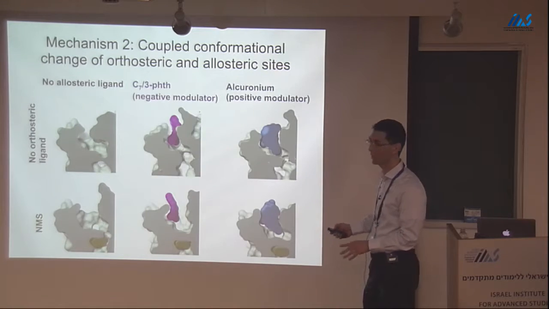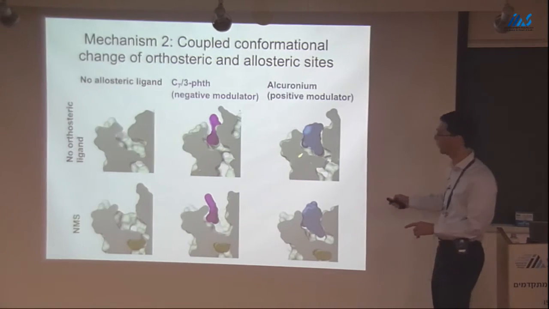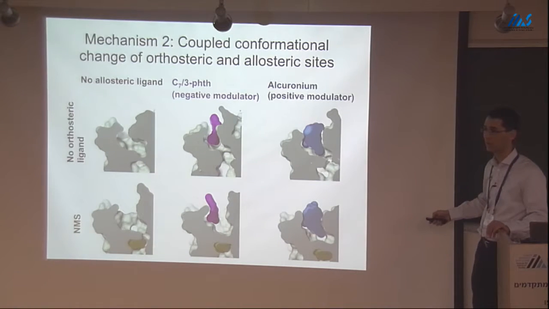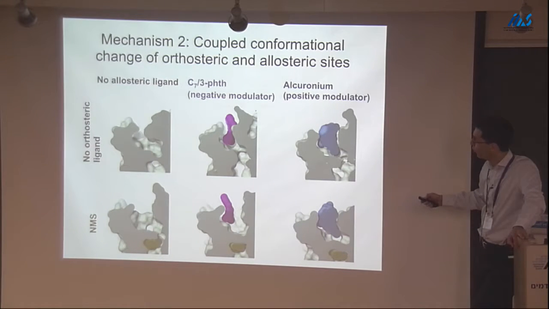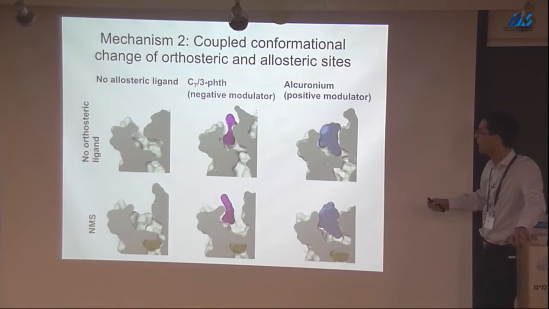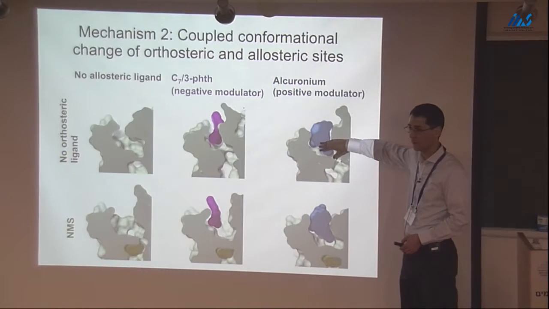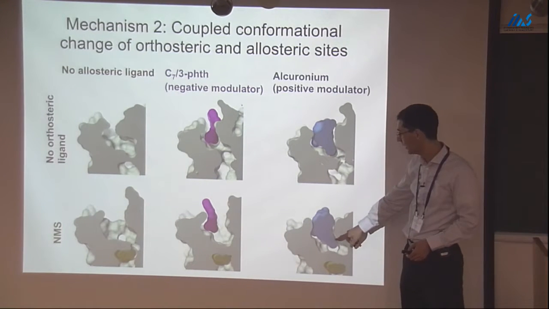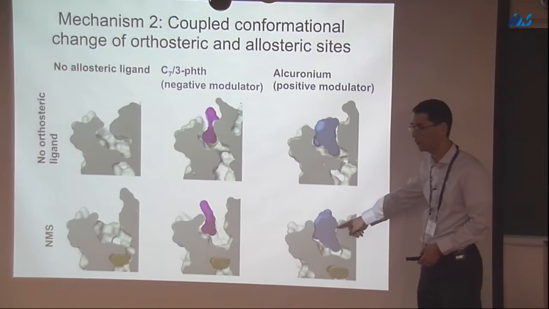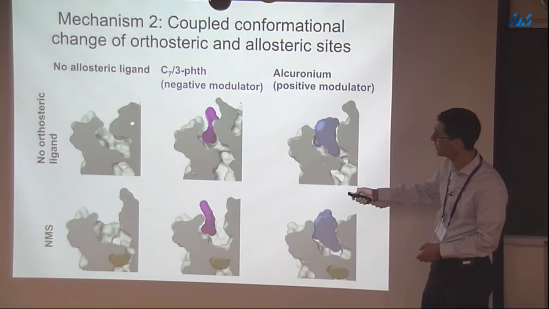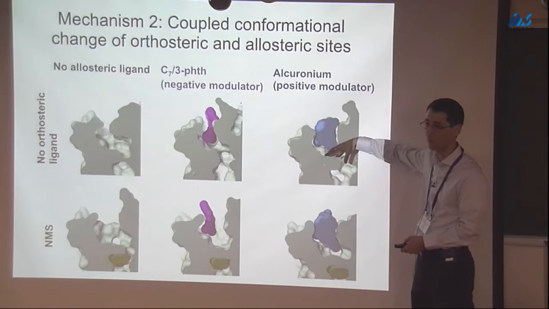So now here are similar images, but where the allosteric modulator is bound. C7 bound here, and alkyronium, the positive modulator, bound here. Now you'll notice that alkyronium is a sort of wide, bulky ligand, and it actually requires the allosteric site to be in a wide open conformation in order for it to bind. Now if NMS is present, then it basically pre-opens the allosteric site, and that makes it easier for alkyronium to bind. And if NMS is absent, then in the absence of alkyronium, the allosteric site will be narrow. Alkyronium basically has to force it open, which takes energy.